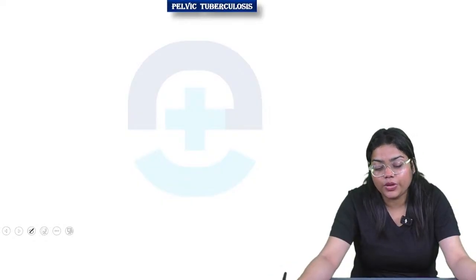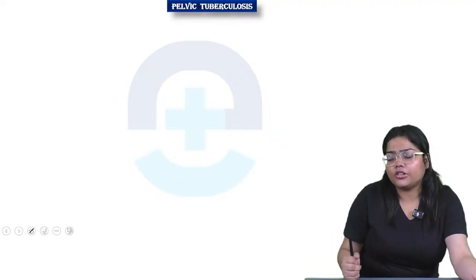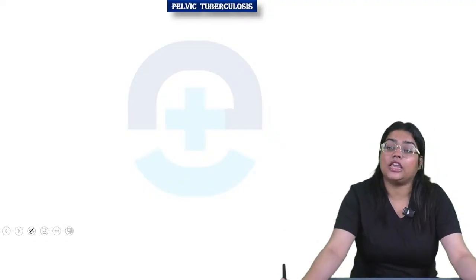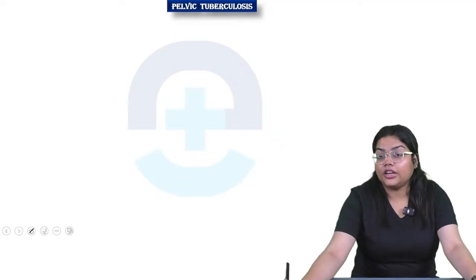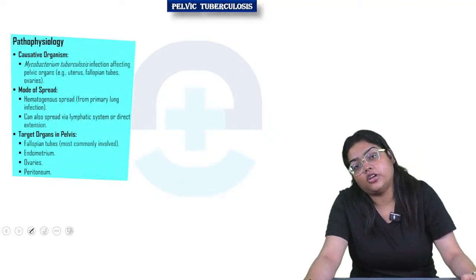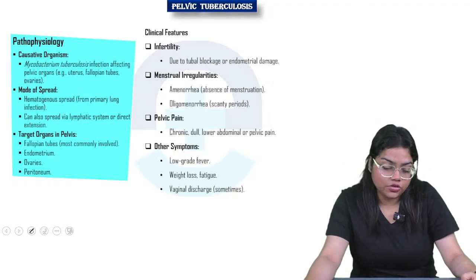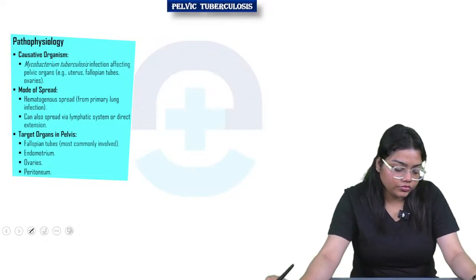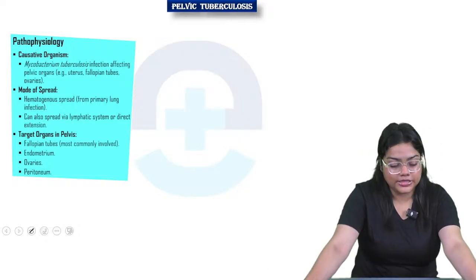Next is pelvic tuberculosis. So what is pelvic tuberculosis? You are thinking how tuberculosis can happen in the pelvis. See, when tuberculosis happens and remains untreated or not properly treated, then it will start affecting the pelvic organs also, and then we call it pelvic tuberculosis. So, pathophysiology, how it happens, let's see.